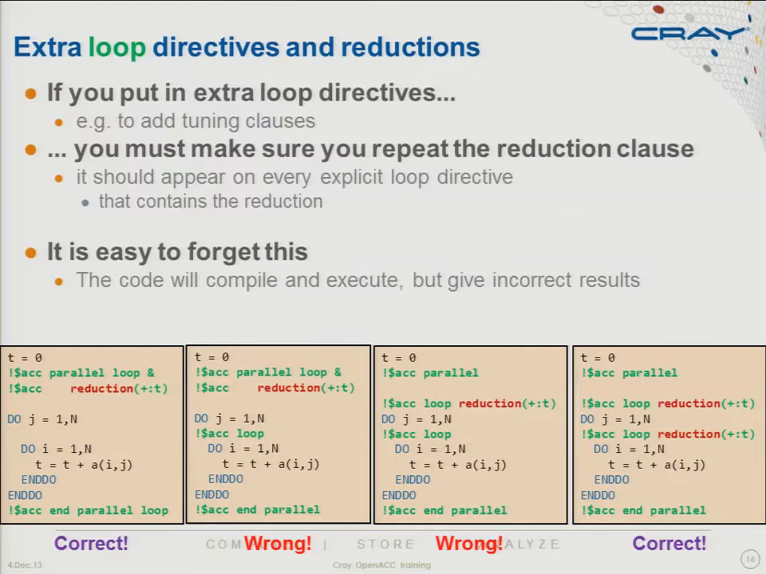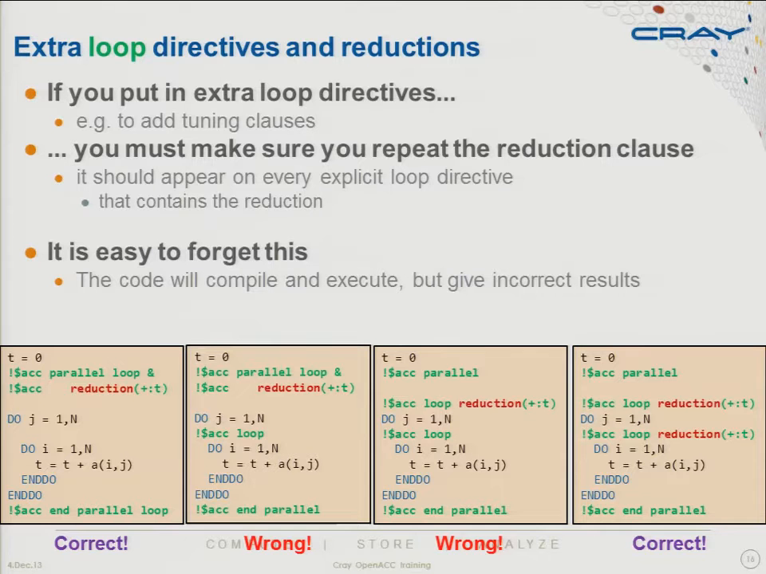Every time you put a loop directive in, you must repeat the reduction clause. It's really easy to forget this and you get the wrong answer. Here is fine. I've just said parallel loop reduction for the whole loop nest. That's fine. Here, for some reason, I've put this loop directive in there. Maybe I thought I wanted to put a loop directive.